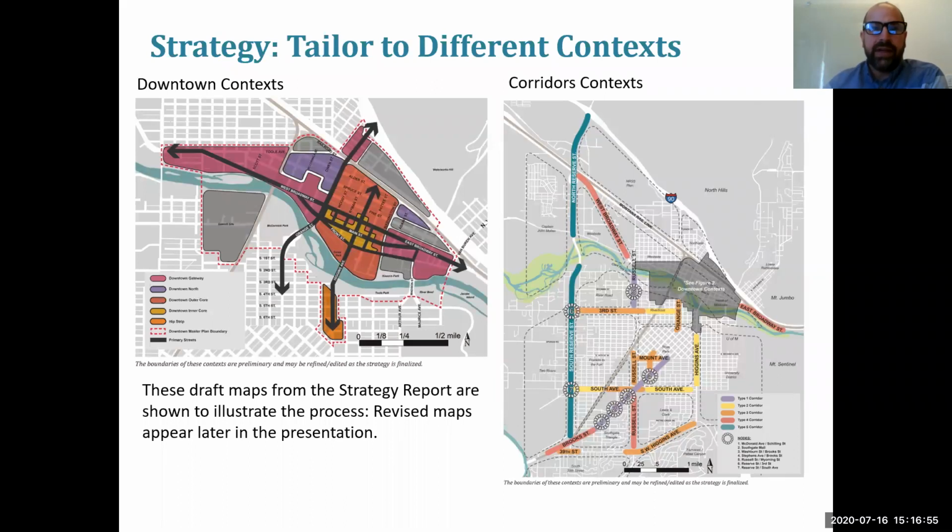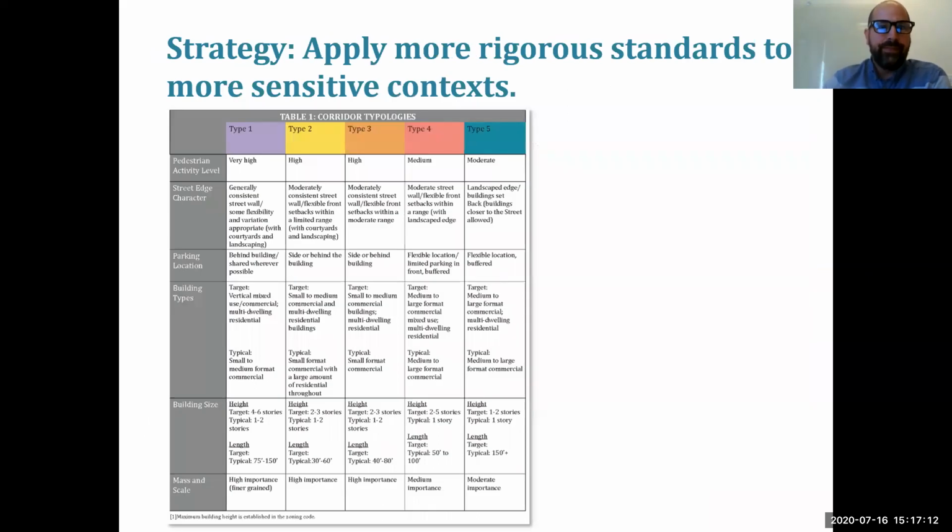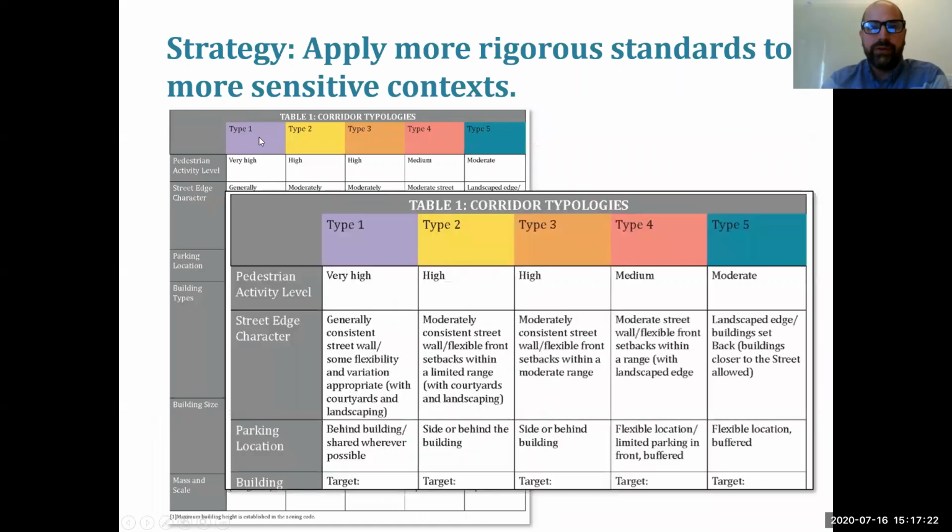To understand the overlay, I think it's helpful to go back over the strategy. Again, it was place-based and used these different contexts, which ended up being the sub-districts. It looked at applying more rigorous standards to more sensitive contexts. So for these design issues, certain corridors or downtown types have a high level of interest, more so than some other areas.